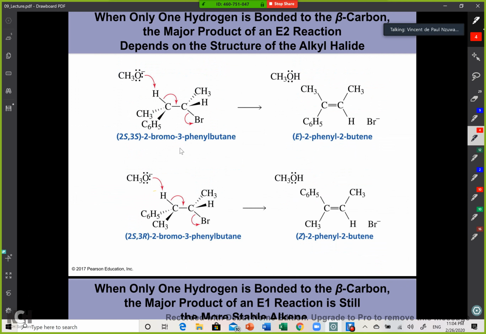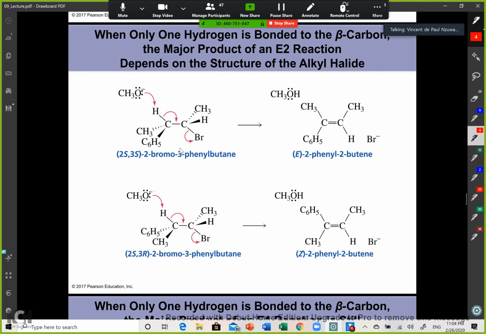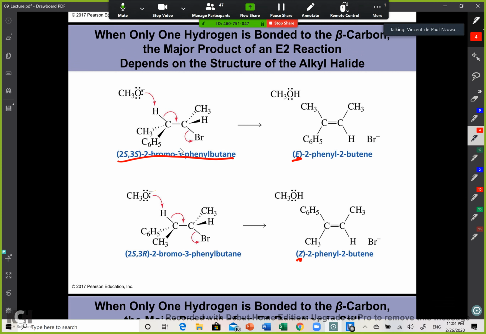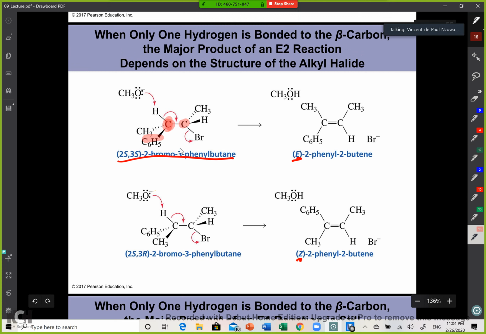Now, will the product be an E or a Z? I told you that it all depends. When I look at my starting material here, I pay specific attention to these two carbons. Those are my two carbons of interest. I look at the first carbon, and I notice that the bulky group, which is C6H5, is already in a trans position with respect to this other bulky group here. Do you see that? The two bulky groups are already trans. It means that in my final product, they will stay trans. Does that make sense?